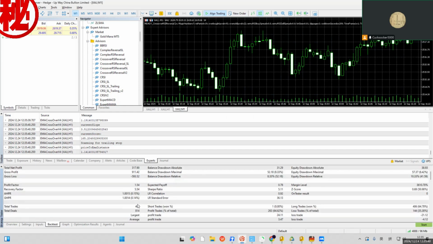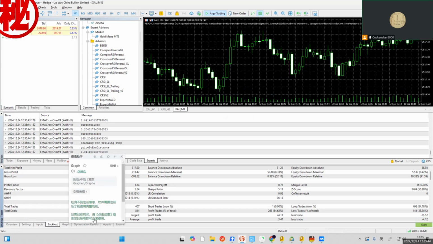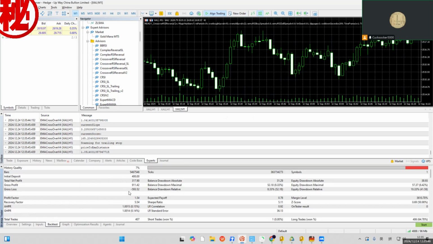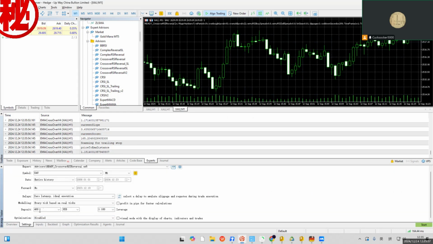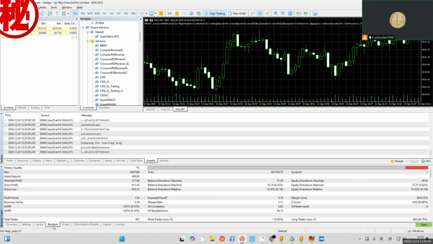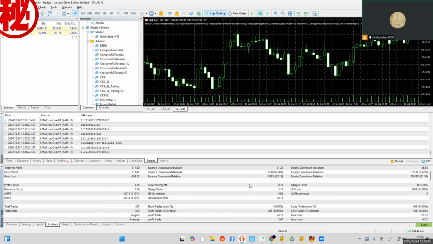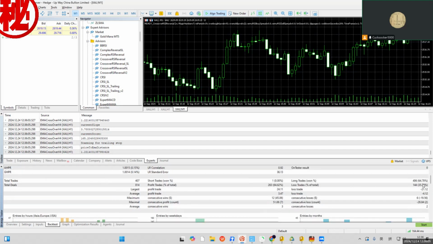I only have 407 trades over the past 16 years. It has a profit factor of 1.54, Sharpe ratio 5.1, max drawdown of 8.42%, where the initial deposit is $400. And it has a 64% win rate. So let's take a look at the code.